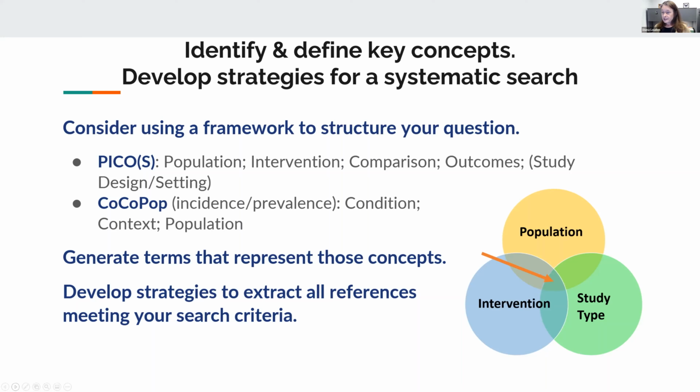When I was looking for examples of other protocols, this one I wanted to include just in part because it is very fun to say, CoCoPop, and that is used for searches relating to incidence and prevalence, where you break down your research question into condition, context, and population. So once you've identified those essential components, you can then generate terms that represent those concepts, and then write search strategies to extract all the references that meet your search criteria.